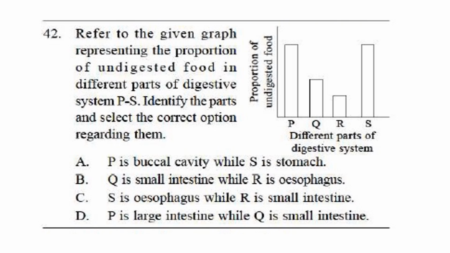And the right answer is option C, S is esophagus while R is small intestine.